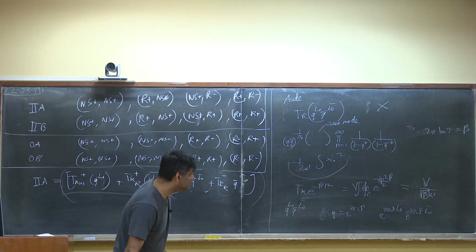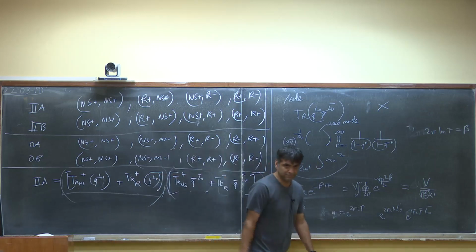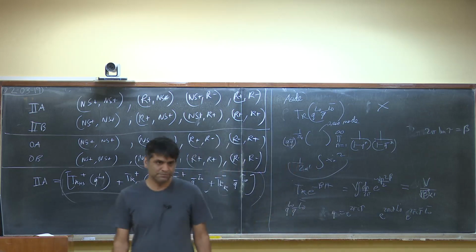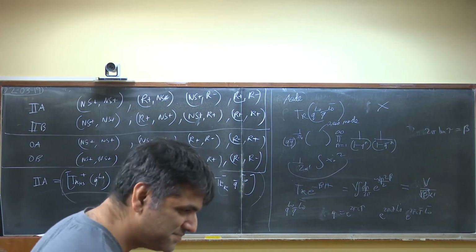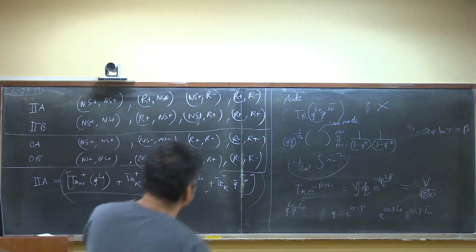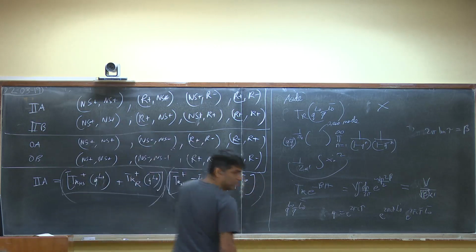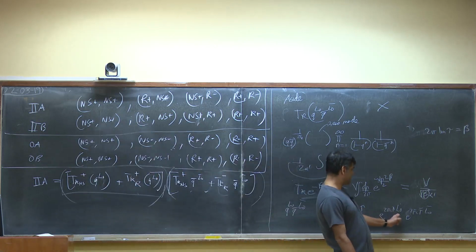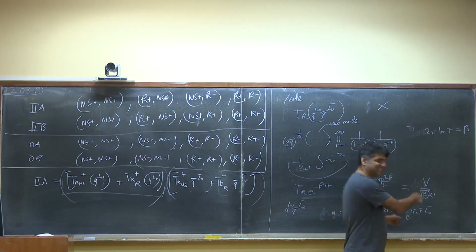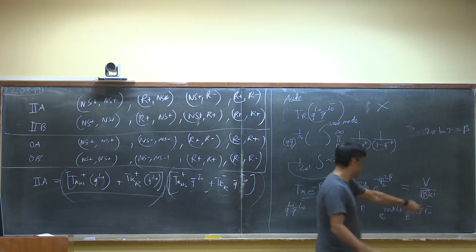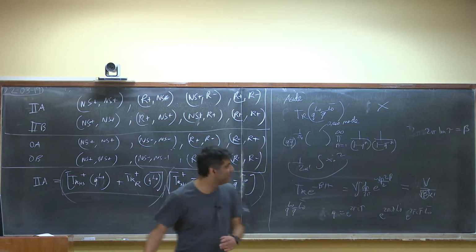What? L naught plus L naught bar. And these states have L naught equals L naught bar. Okay, so we can just set L naught and L naught bar equal to h by 2. So this will become 2 pi i times Im tau, the 2's cancel because when you take the difference you get twice the imaginary part of tau.